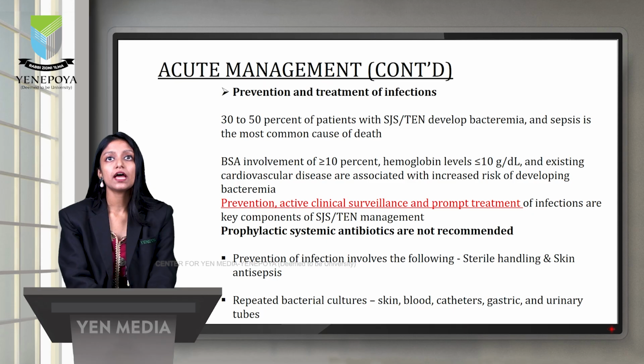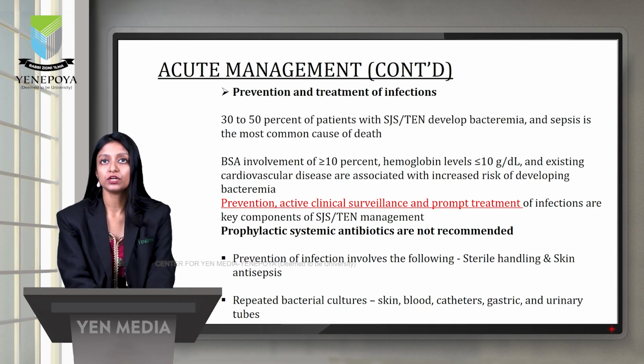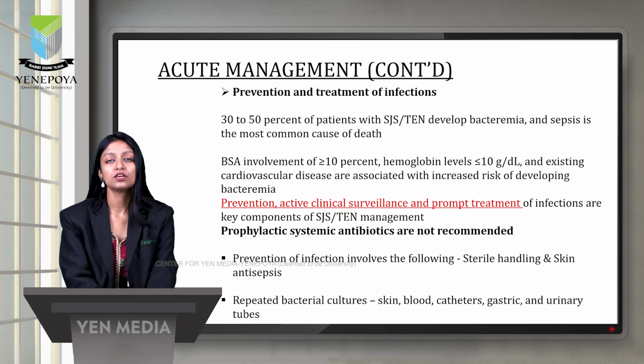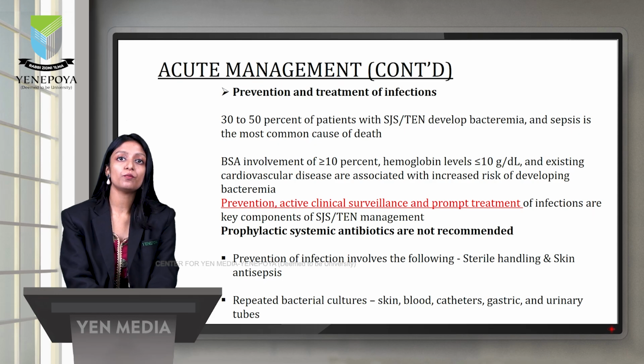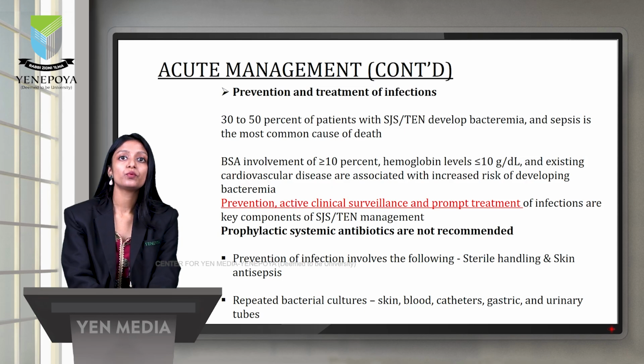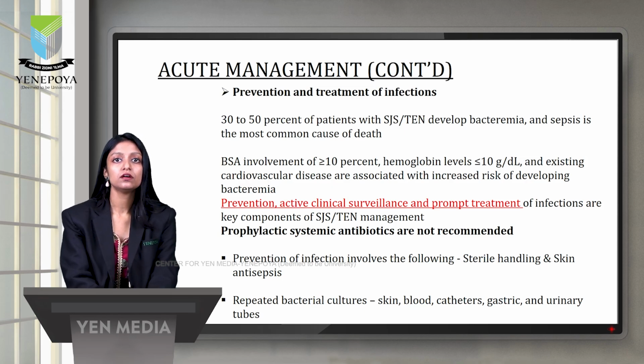Coming to prevention and treatment of infections. 30 to 50% of the patients with SJS or TEN usually develop bacteremia or sepsis. So this is one of the most common problems people with SJS or TEN face. Along with the disease condition, without proper care, there will be chances of bacteremia or sepsis.